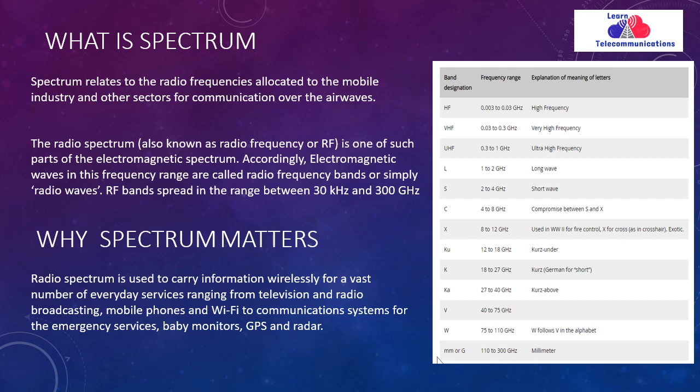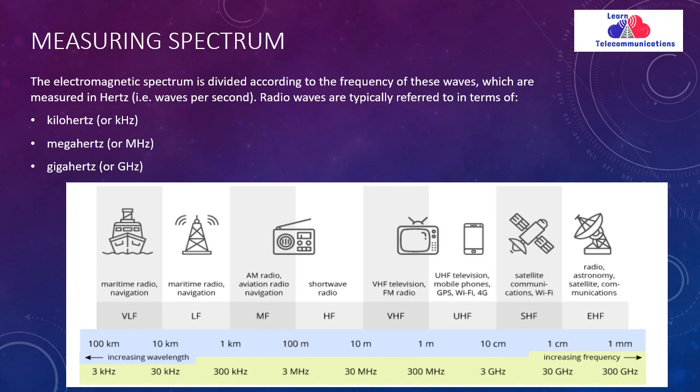The radio spectrum is used extensively in our day-to-day life for different purposes: radio broadcasting, mobile phones, Wi-Fi communications, GPS, radar, etc. How do you measure a spectrum? The spectrum is measured in terms of hertz, which is the unit of measurement of frequency. So we have different scales like kilohertz, megahertz and gigahertz, and you see different applications of these frequencies.